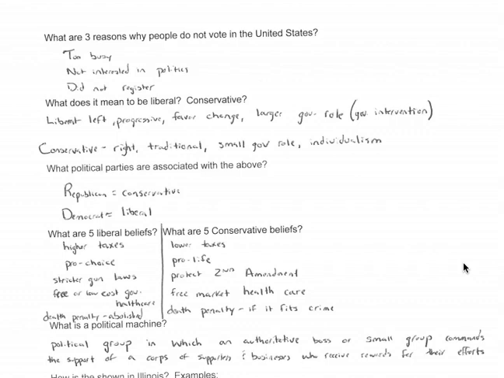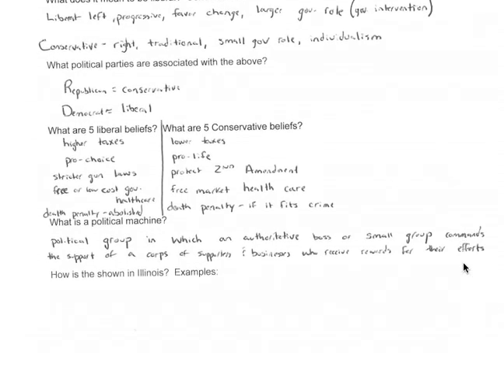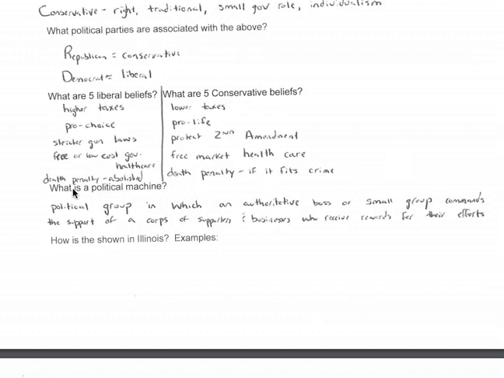What does it mean to be liberal? Liberal is the left side, you're more progressive, favor change. You want the government to have a larger role and have government interventions. Versus a conservative, it's on the right side, more traditional values, smaller government role based on individualism. Again, Republicans are conservative, Democrats are liberal. Listed below are some beliefs of liberals and conservatives, some key concepts and social issues that we've addressed throughout the semester.